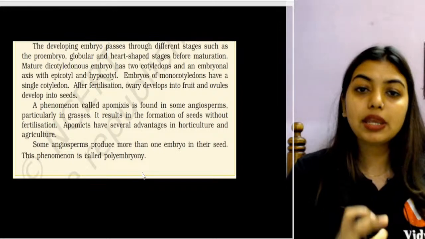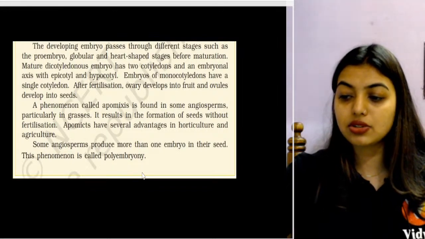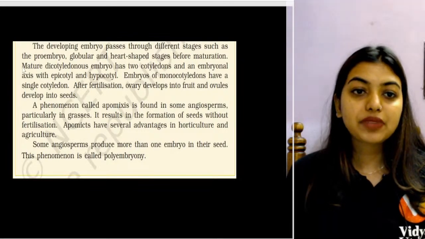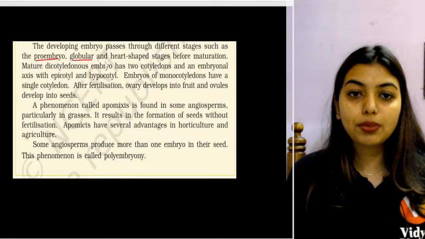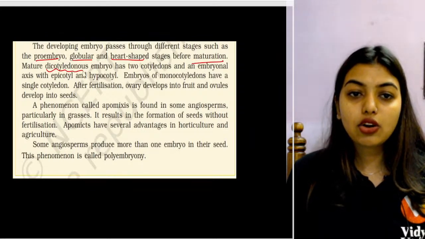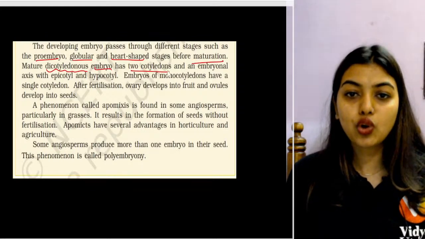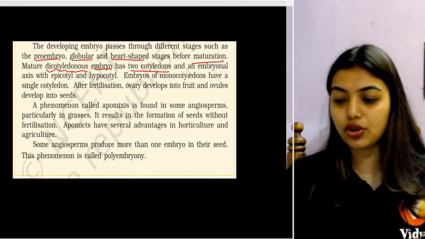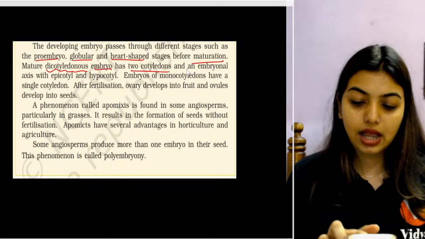Now, the developing embryo passes through different stages such as pro-embryo, globular, and heart-shaped stages before maturation. A mature dicotyledon embryo has two cotyledons and an embryonal axis, which has the epicotyl and the hypocotyl. Clear? Epicotyl and the hypocotyl.